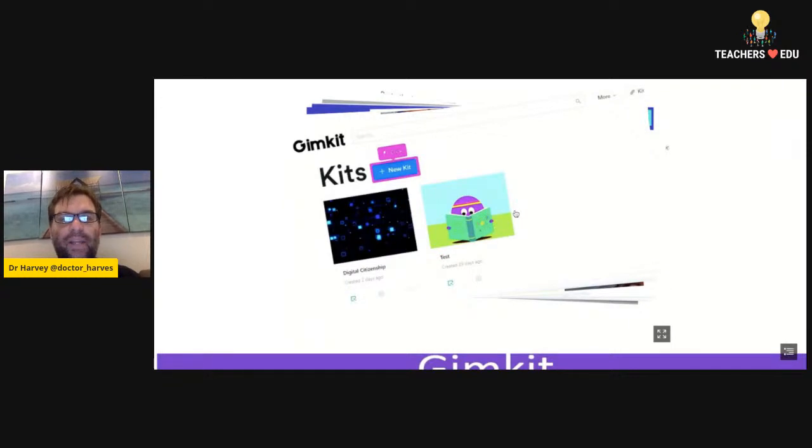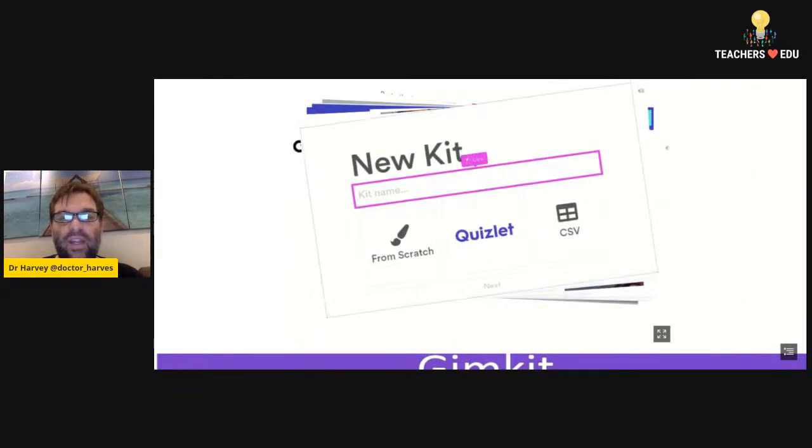Okay, so this is how you set up a Gimkit. You start off with a kit, which is essentially a group of questions that they have to answer. Then you give your kit a new game, and you can either make it from scratch, which takes some time, or upload from Quizlet. Remember Anna was discussing Quizlet. That's what I'm going to focus on in these images. Or you can upload it from an Excel or Google Sheets document.